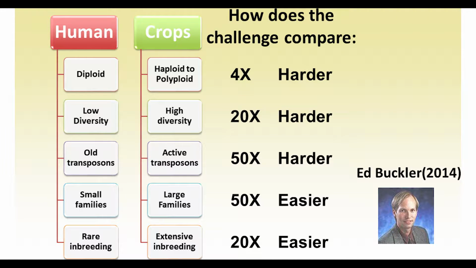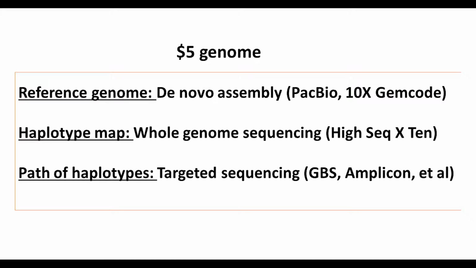In the crop genomics world, the strategy we have been taking is to sequence genomes at 3 levels. Level 1 is to do de novo genome assembly to construct the reference genome. The reference genome will be used as a coordinate point to anchor all the genetic variations.